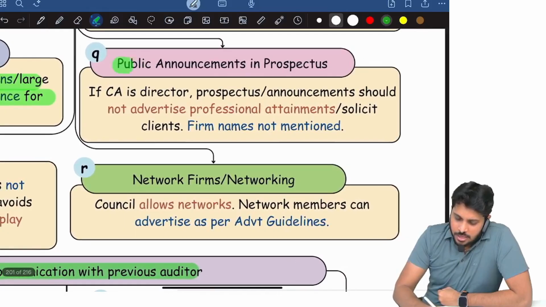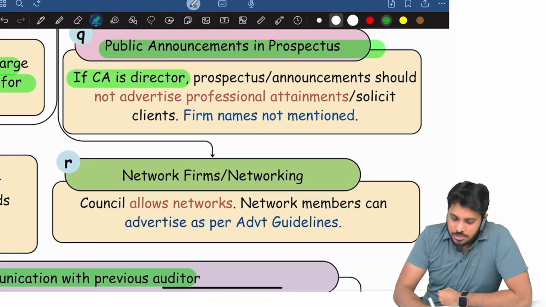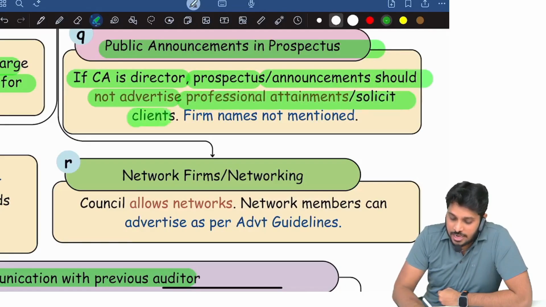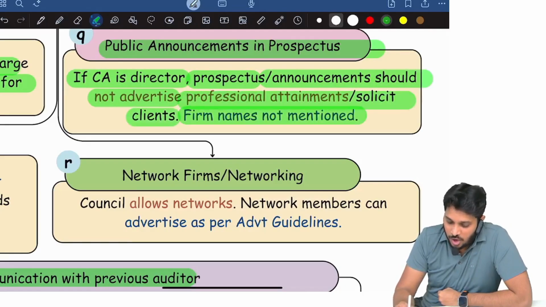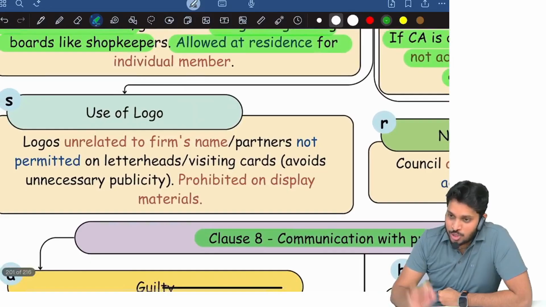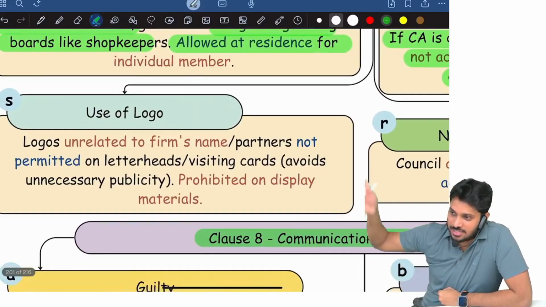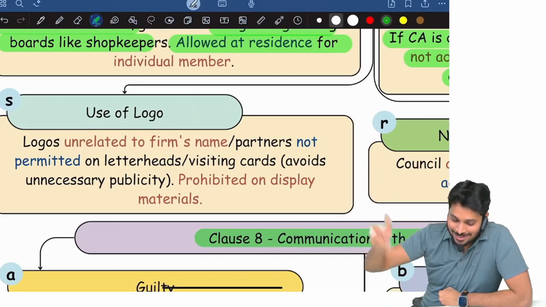Next, public announcements in prospectus. Suppose a CA is a director, the prospectus or announcements should not advertise professional attainments. Firm names are not mentioned. You should mention only that he is a CA director. No, you should not.